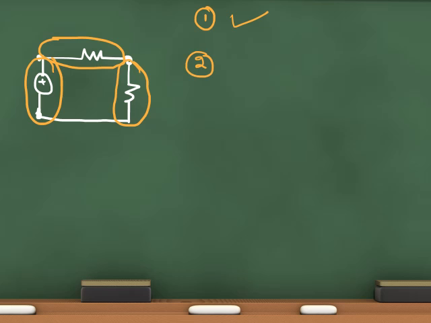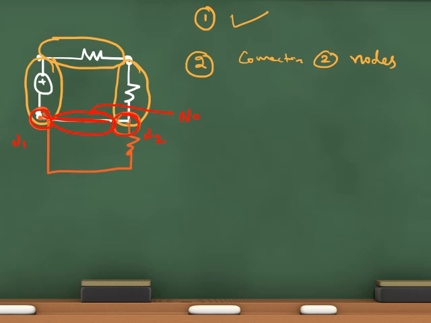And the second definition is connecting two nodes. That means, suppose I have one more element like this. This is a node and this is a node, right? So connecting these two nodes will be a branch. In this case, this is node 1 and node 2. Connecting these two nodes, here no element, but it is a branch. Why? It is connecting two nodes.